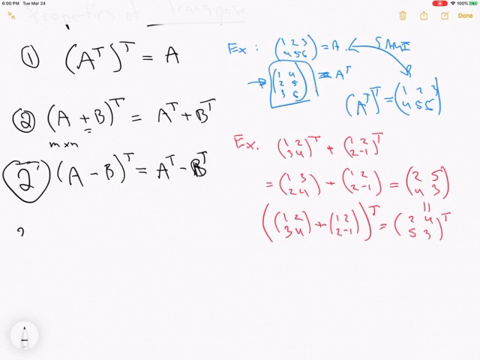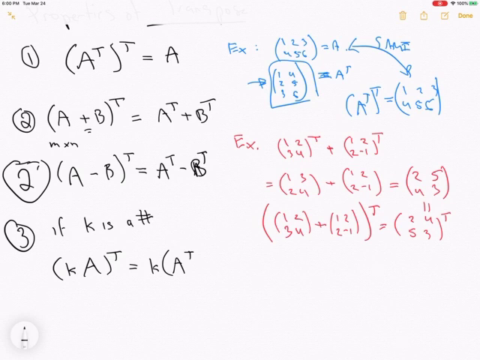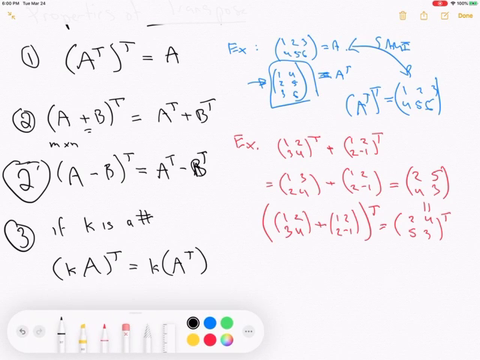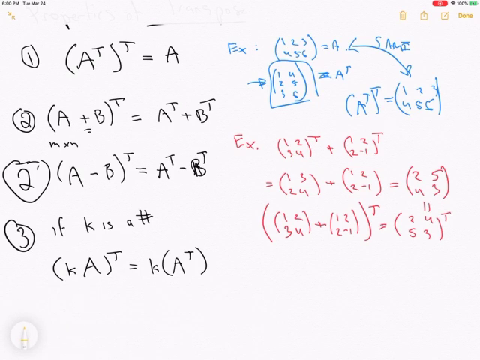If you scale a matrix, so if k is a number, then what you can do is you can scale your matrix. You can take a matrix A, and then you can scale it. That just means you multiply all the entries by k, and then you can take the transpose of that, and that's the same thing as just scaling the transpose matrix. Again, all of these are kind of obvious properties. Just do an example of that.